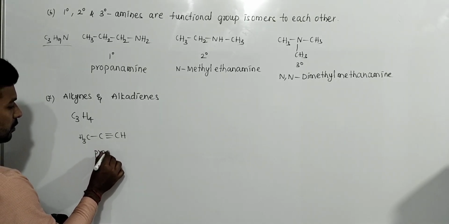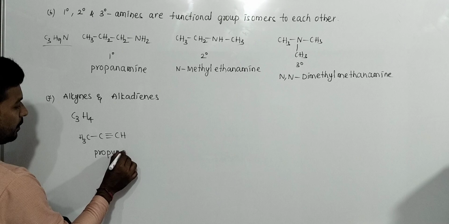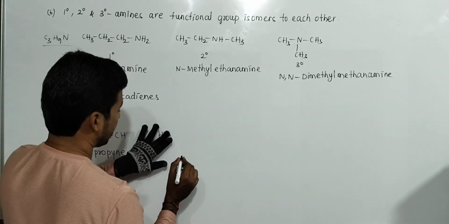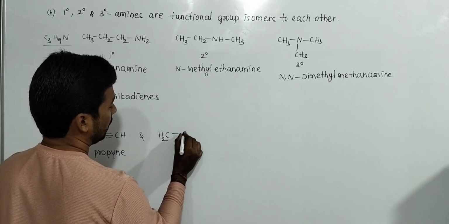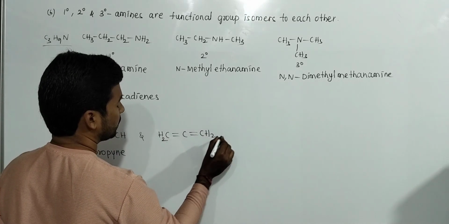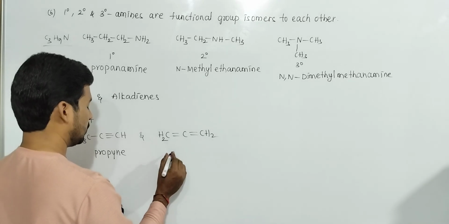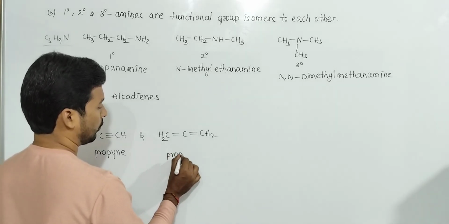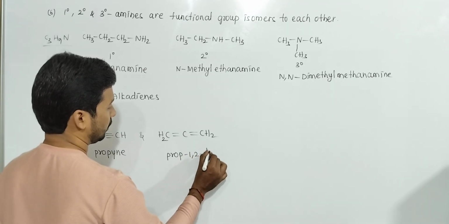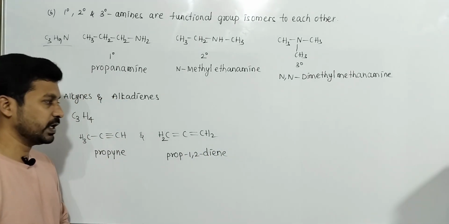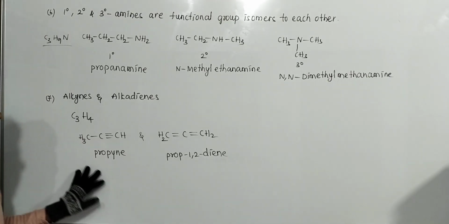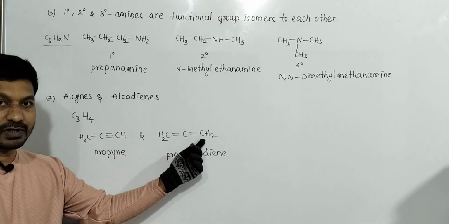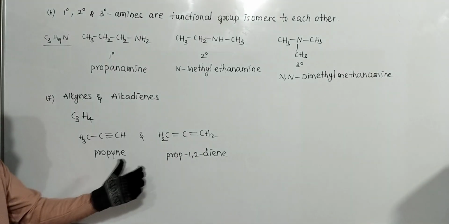Propyne, and the other is CH2 double bond C double bond CH2, a cumulative diene, highly unstable but possible to write. So propa-1,2-diene, a cumulative diene. So this is an alkyne, this is an alkadiene, 2 times double bond. Both are functional group isomers.